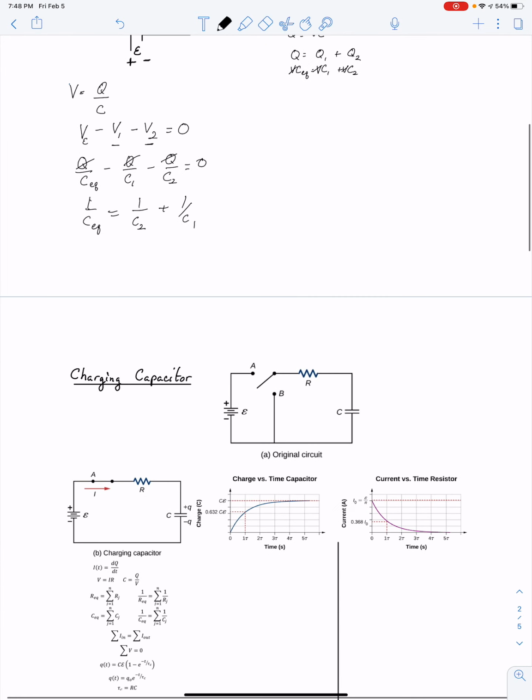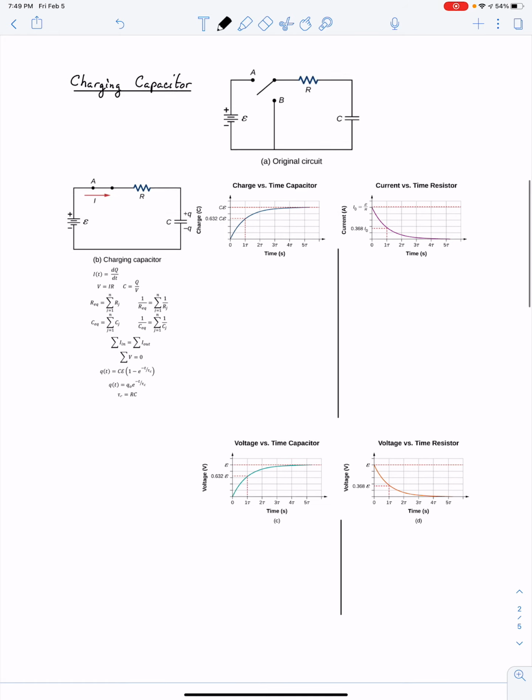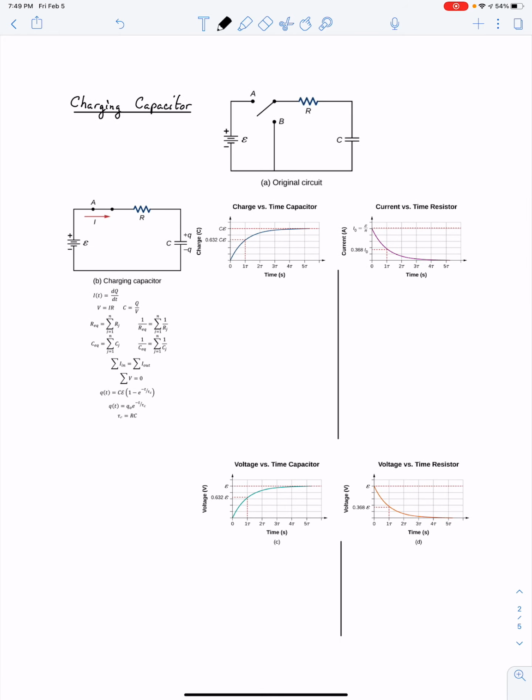Now let's move on to charging capacitors. I know that we had a little bit of a struggle with this, and it's basically the meat and potatoes of RC circuits. So let's look at the examples from the book, and I took this diagram out. So let's first talk about charging a capacitor.